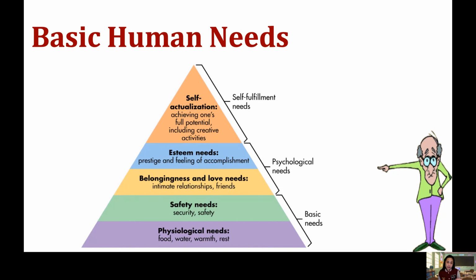The peak of the pyramid is self-actualization. Self-actualization is the highest of the basic human needs. Only people who are self-actualized or self-fulfilled will meet this. This is achieving one's full potential, including creative activities. Who are the people who can achieve this? Those who are fully educated, have a better job, have a happy family, or have a lot of friends.